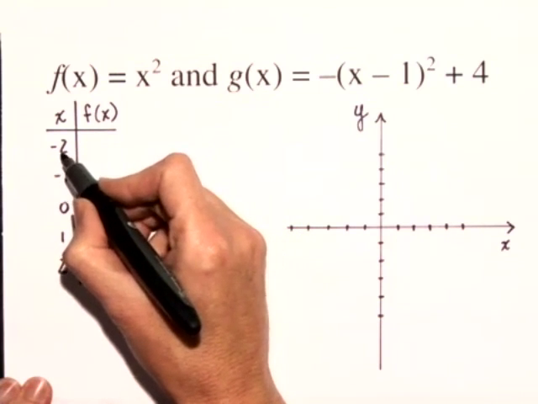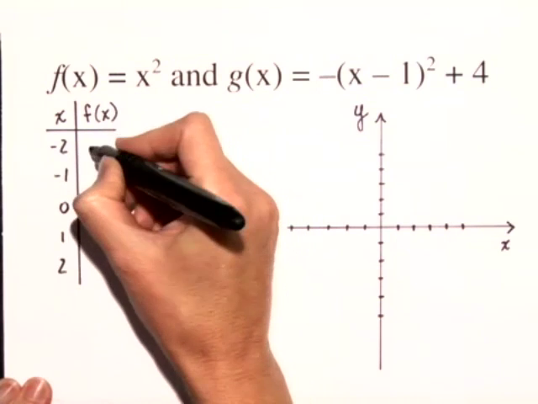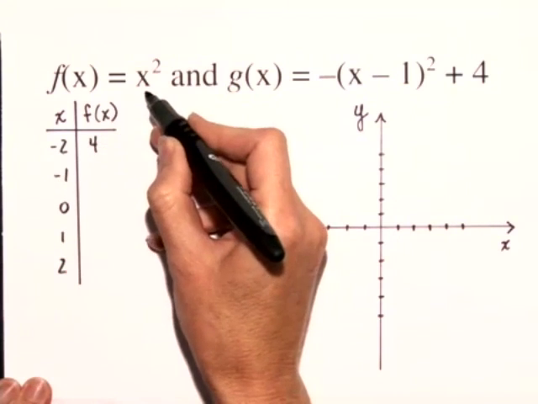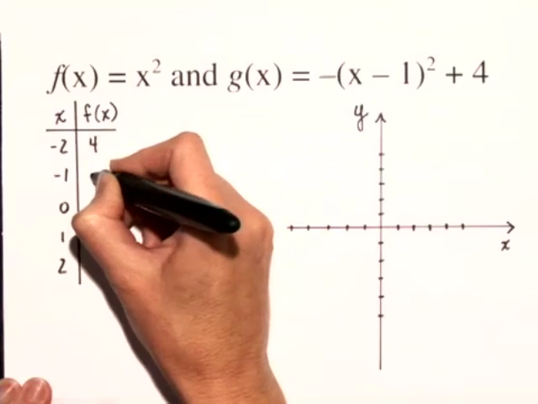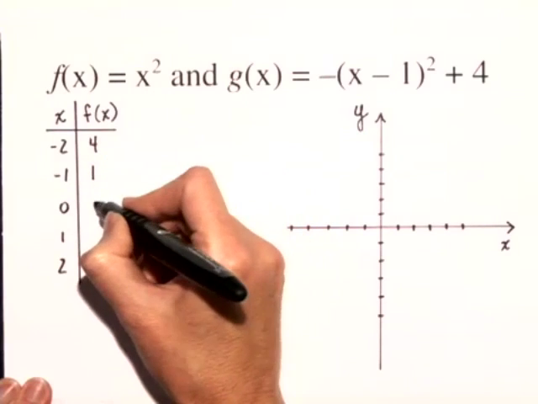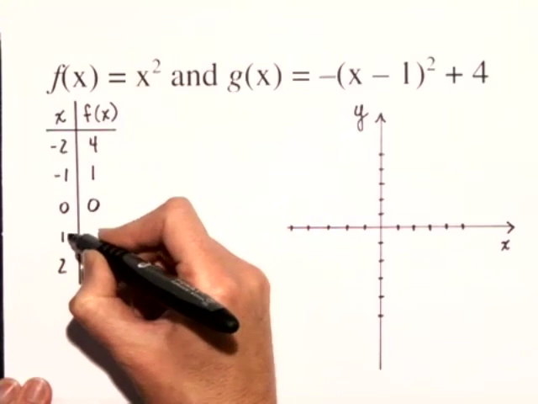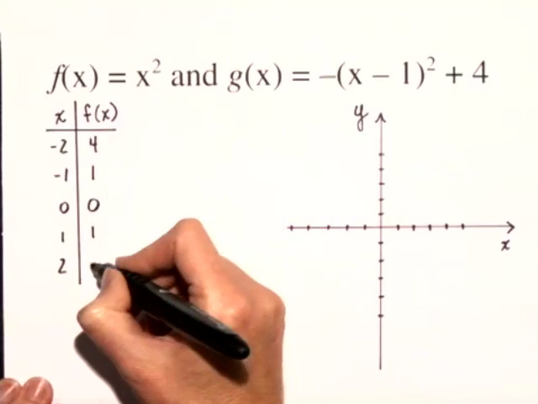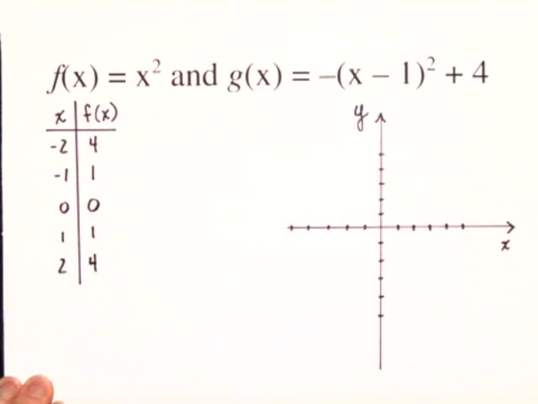So first, we have f of x is equal to x squared, and this is our base parabola function. When we substitute -2 in for x, we get 4 for our f of x. When we substitute in -1, quantity squared gives us 1. When we substitute in 0, 0 squared gives us 0. When x equals 1, 1 squared gives us 1. And when x equals 2, 2 squared gives us 4.